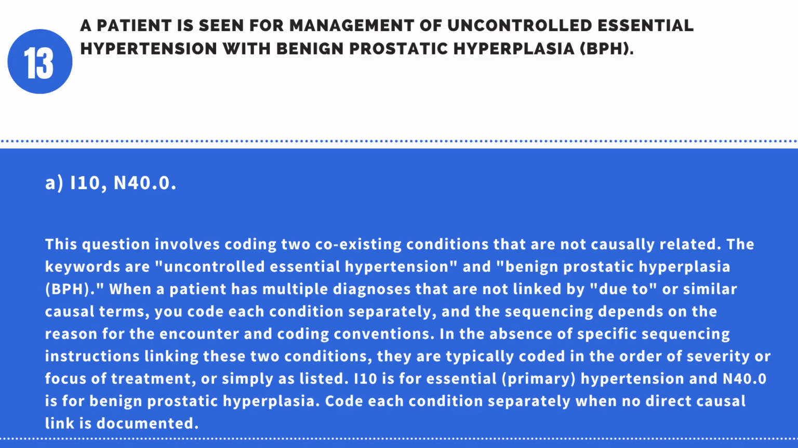In the absence of specific sequencing instructions linking these two conditions, they are typically coded in the order of severity or focus of treatment, or simply as listed. I10 is for essential, primary, hypertension, and N40.0 is for benign prostatic hyperplasia. Code each condition separately when no direct causal link is documented.